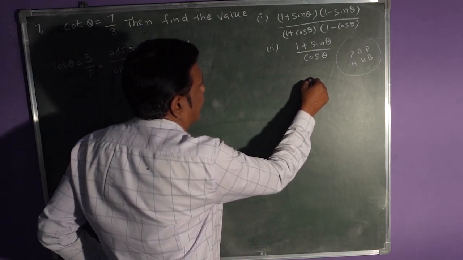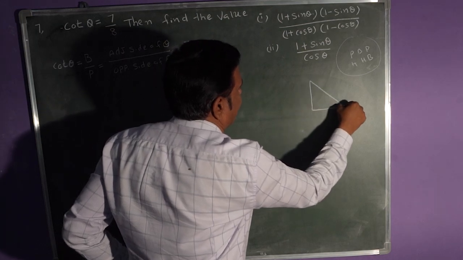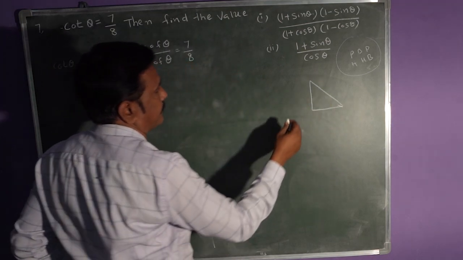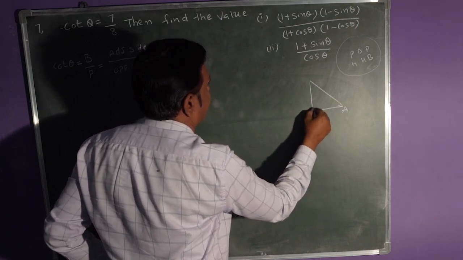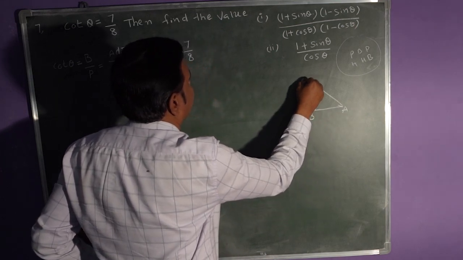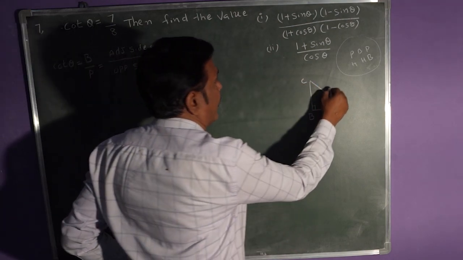Draw the triangle, a right-angled triangle. I will draw the right-angled triangle. This one is A, this right angle is B and this one is C. The side opposite the right angle is always the hypotenuse.